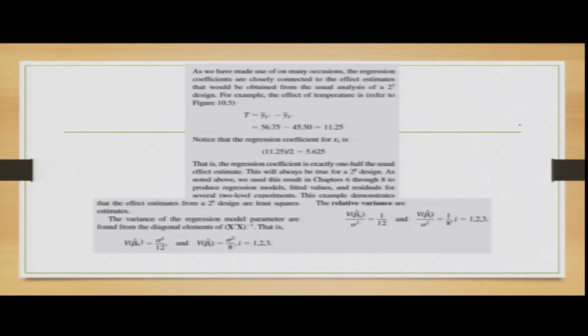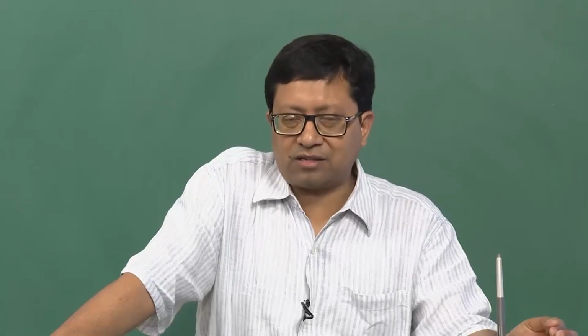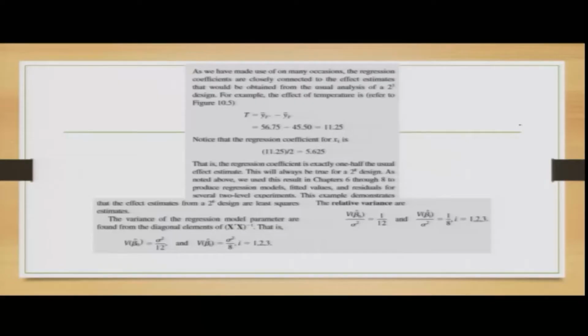This will always be true for the 2 to the power k design, because for any factor there are two levels. As noted above, we use this result to produce the regression models and the fitted values and residuals. This example demonstrates that the effect estimates for the 2 to the power k design are the least square values. So, from that we can find out the variances of beta naught hat, beta 1 hat, beta 2 hat, beta 3 hat, and they come out to be as given.